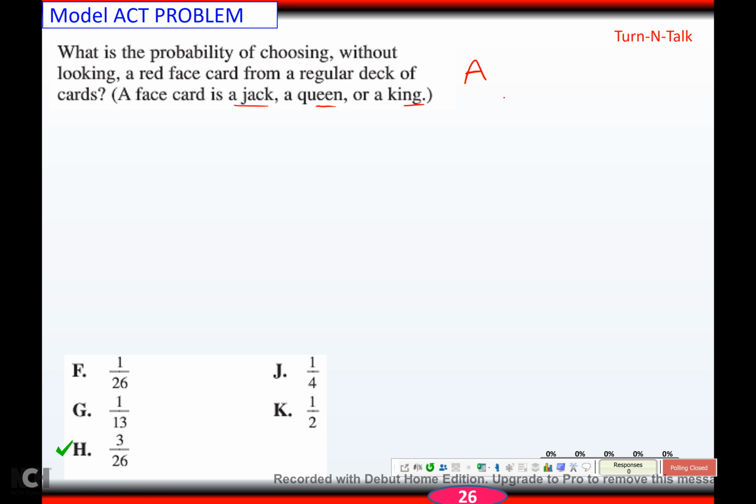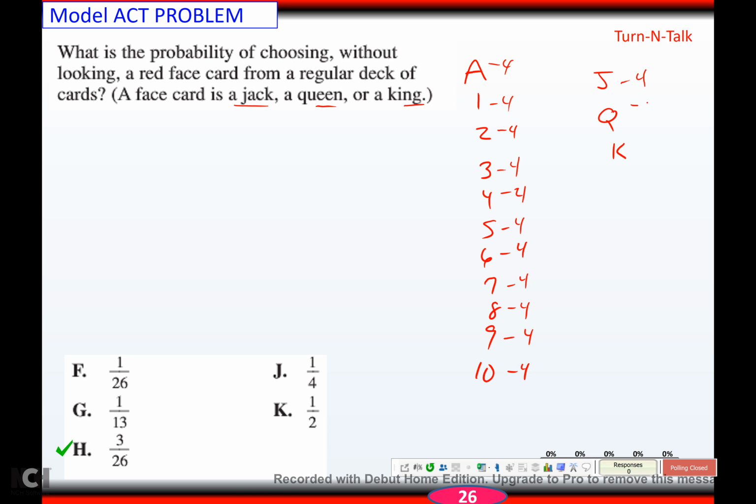So in a deck, you have aces, 1s, 2s, 3s, 4s, 5s, 6s, 7s, 8s, 9s, 10s, and then your face cards, jacks, queens, and kings. There's 4 of everything. There's 4 aces, 4 1s, 4 2s, 4 3s, 4 4s, 4 5s, 4 6s, 4 7s, 4 8s, 4 9s, 4 10s, 4 jacks, 4 queens, 4 kings. Okay, so without looking, they want a red face card.